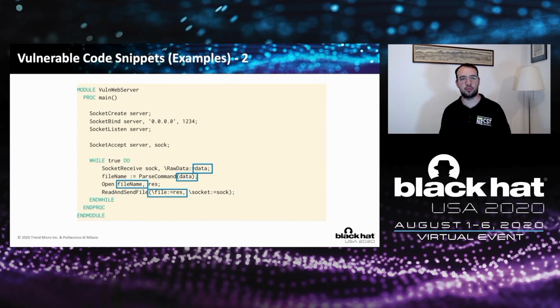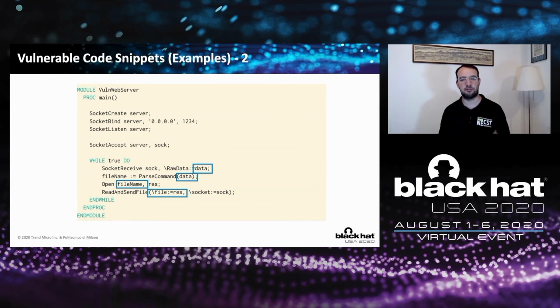This is a bare-bone example of a server that is vulnerable to path traversal. With the socket receive function, we receive some data. We parse from that data a file name, we open a file with that file name, and then we read it and send it back over to the same socket. This example is in the RAPID programming language, which is the ABB programming language.